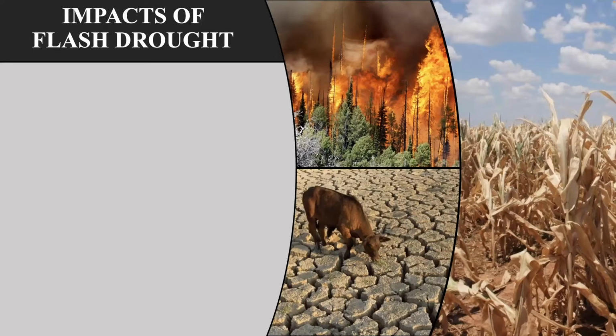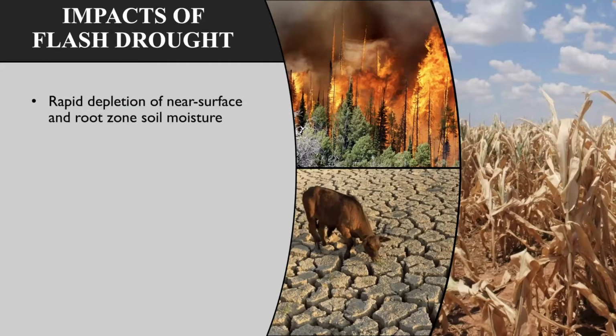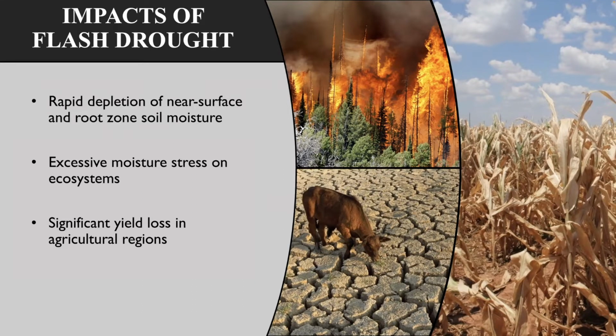In terms of the impacts, there are several. First of all, when you start to see that rapid intensification towards drought, you're going to see a rapid depletion of the near surface and root zone soil moisture. As flash droughts continue to develop, they're going to start to place excessive moisture stress on ecosystems. Ultimately, once you have a flash drought that fully develops, you're going to start to really see impacts on agricultural areas. And lastly, once you have a flash drought, you also see an increased risk or the promotion of the ingredients necessary for wildfires and other features such as heat waves as well.